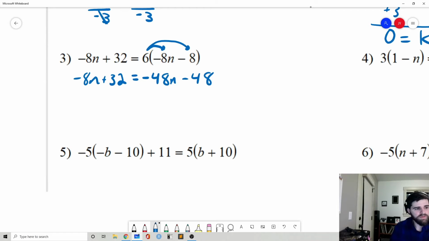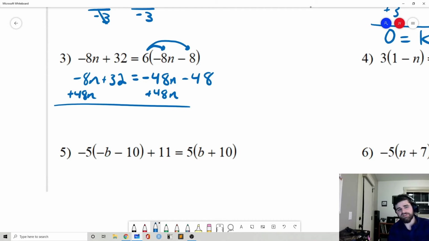Okay, so we can't combine any like terms, right? We have a single n term, a single constant term on the left, same thing on the right. So what we need to do next is get all the variables, all the n's on one side, all the numbers on the other. So I'm going to add 48n to both sides. Now, I could have also added 8n to move everything to the right-hand side. It doesn't really matter. I just chose to do it this way because then I'll end up with a positive number over here, and I'd rather deal with that. All right, so negative 8 plus 48 is positive 40.